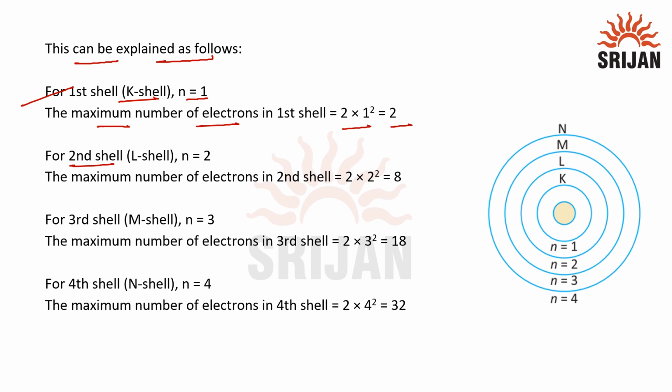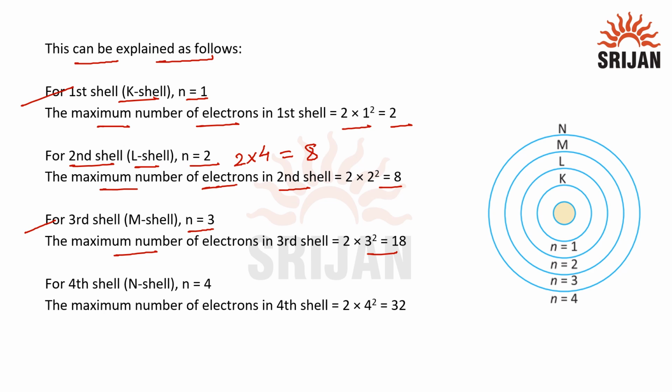Next, for the second shell, that is L shell, n is going to be 2 and here n² is going to be 4 and 2n² is going to be 2 into 4, which is equal to 8. Hence the maximum number of electrons in the second shell is 8. After that we have the third shell, for which n is going to be 3 and the maximum number of electrons is going to be 2 into 3². 3² is 9 and 9 into 2 is 18. Hence in the M shell there are a maximum of 18 electrons.